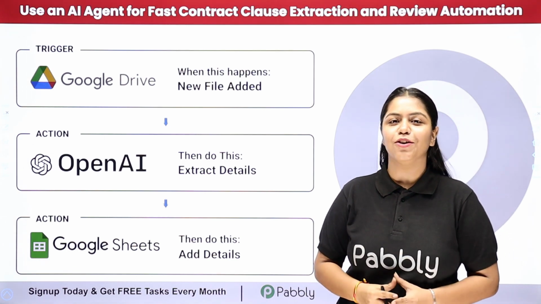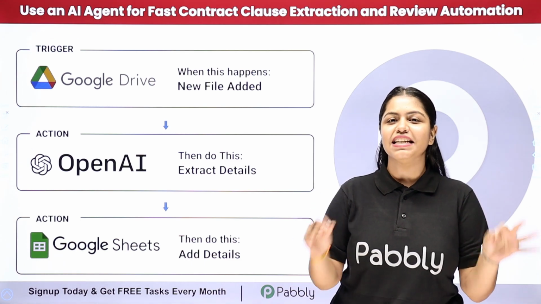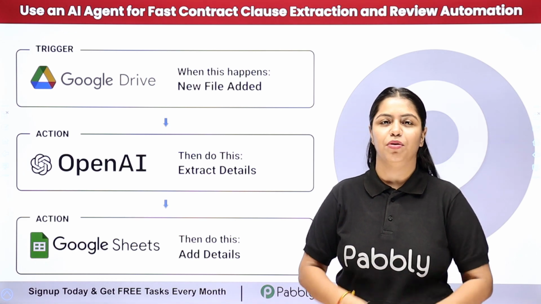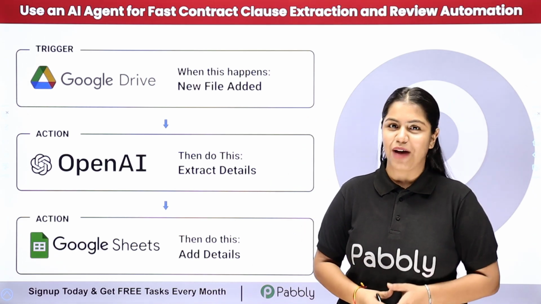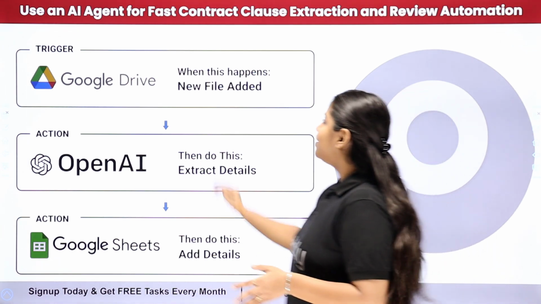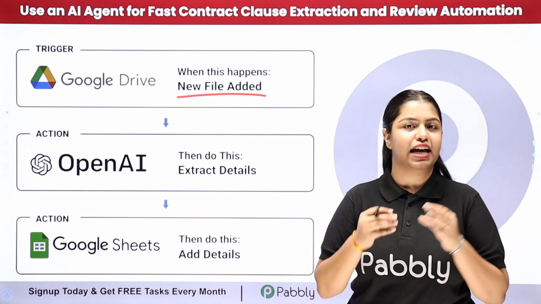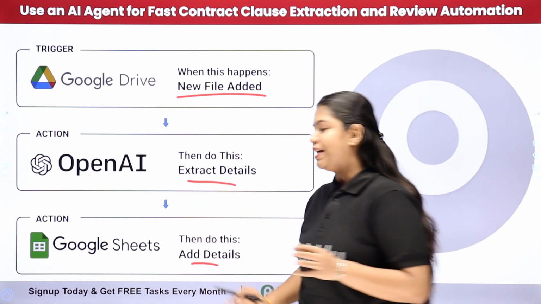So like you, I also used to extract the details from the agreements manually, but this is such a time consuming and a tedious task. So to solve this problem, I've simply created this amazing automation where whenever I add a new file in my Google Drive, which is my agreement, automatically my AI agent is going to extract the details from this agreement and add them into my spreadsheet.